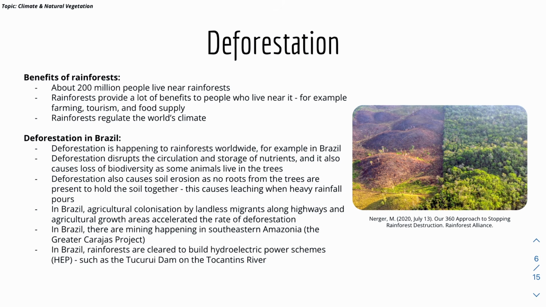However, deforestation happens around the world, for example in Brazil in the Amazon rainforest, and this disrupts the circulation and storage of nutrients, and it also causes loss of biodiversity as some animals live in the trees.